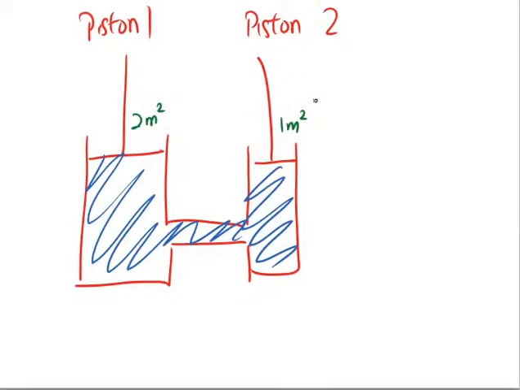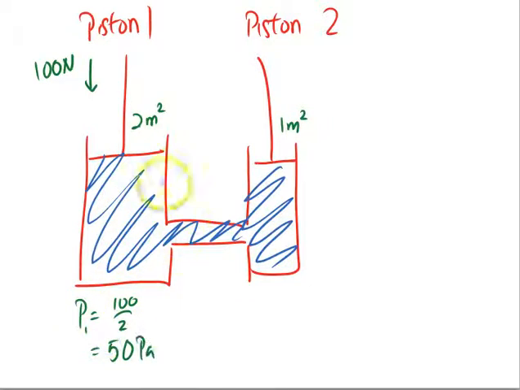Now, what's the pressure exerted? What's the pressure here when I put down a force of 100 Newton? When there's a downward force of 100 Newton, the pressure at piston 1 is equal to 100 divided by 2, which I calculated just now, 50 Pascal. But now, let's check how it affects over here. So I push down 100 Newton over 2 meter square. How does it affect piston 2?